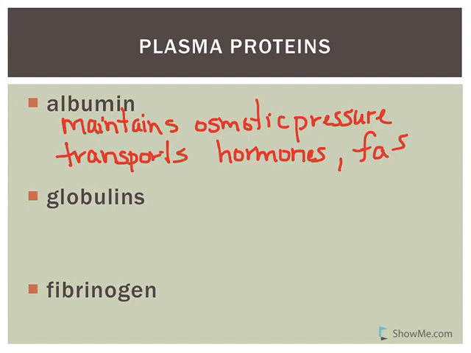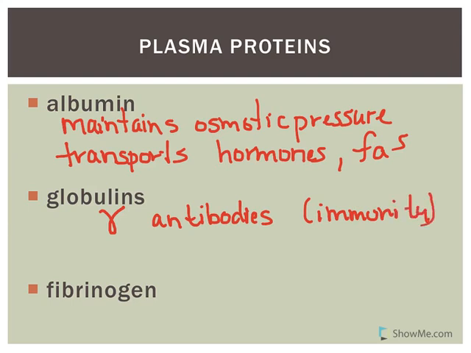The globulins: you have gamma globulins, that's the Greek letter gamma. Gamma globulins are your antibodies, and antibodies play a role in immunity, in your immune system. We'll be looking at that in the next lecture. The alpha and the beta globulins are transport proteins. So you see a lot of these proteins are just transporting things throughout the bloodstream.